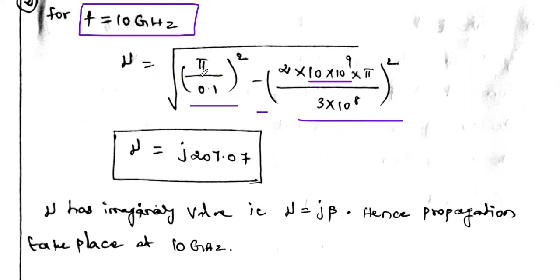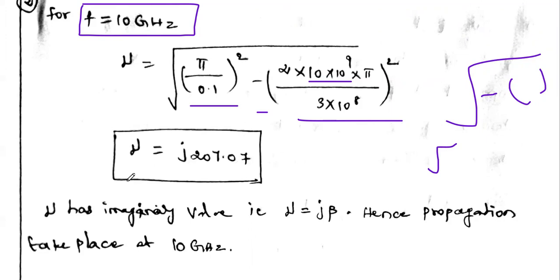Here the first part is lesser than the second part, so we get the square root of a negative value. If you directly type the square root of a negative number in the calculator, you will get a syntax error. The square root of minus is nothing but j. So in the calculator you just find the square root of the remaining answer. The propagation constant eta becomes j into 207.07.